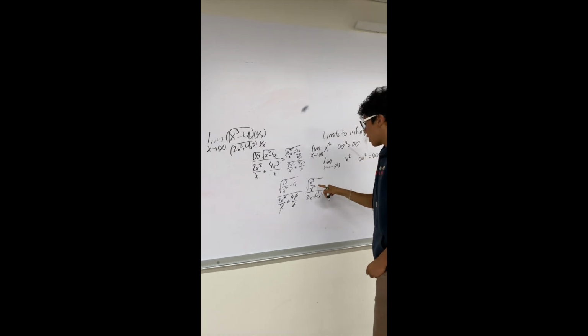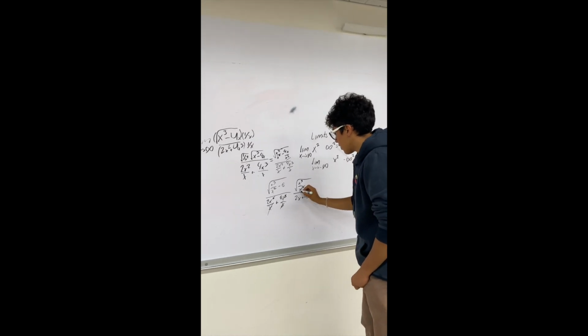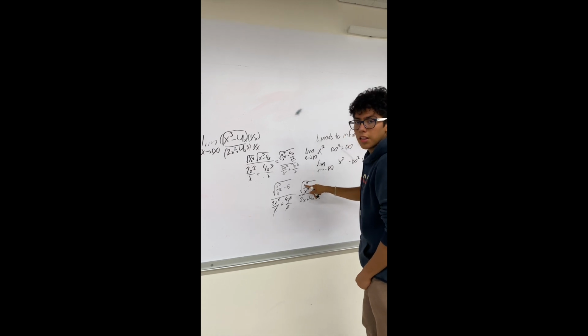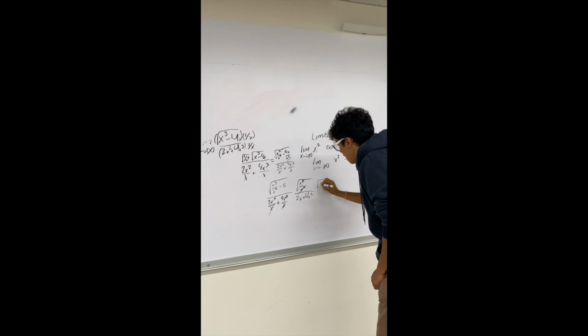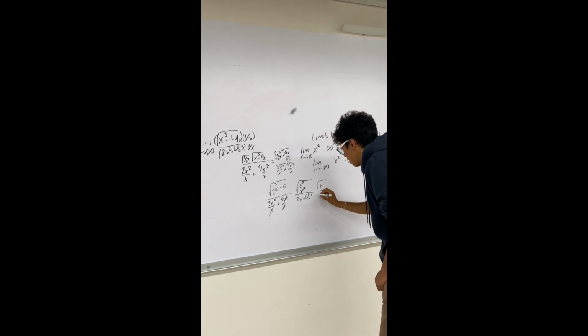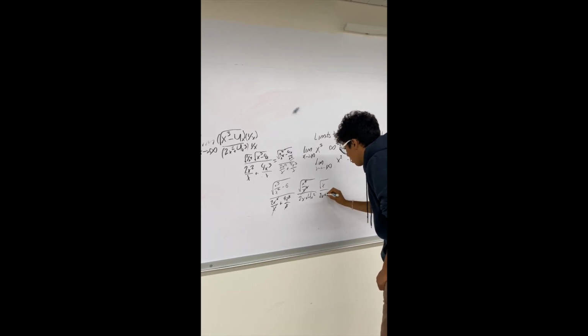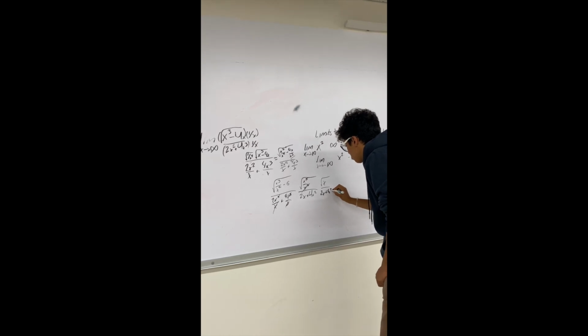We have to cancel this as well. We'll cancel this, and we will be left only with a square. So we have x over 2x plus 4x squared.